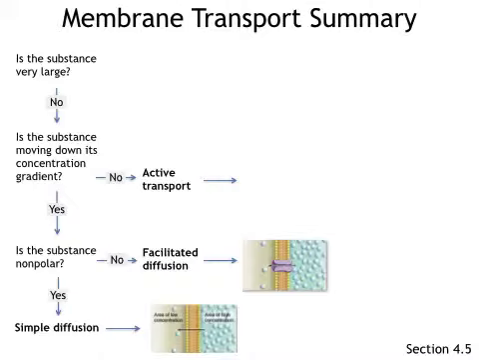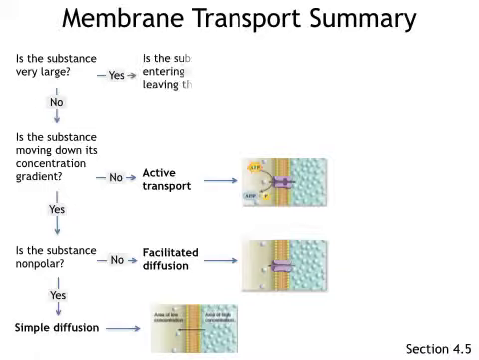They do not require any energy. If the substance is moving against the concentration gradient, then it requires active transport. So again, the question is, is the substance moving down its concentration gradient? If the answer is no, then it's needing energy, and that's active transport. And that's where we're using energy to literally pump a particle or a substance against its concentration gradient from an area of low concentration to an area of high concentration.